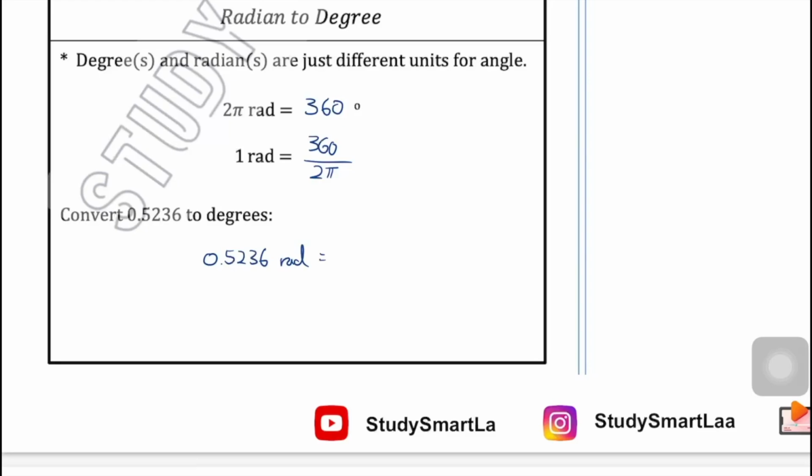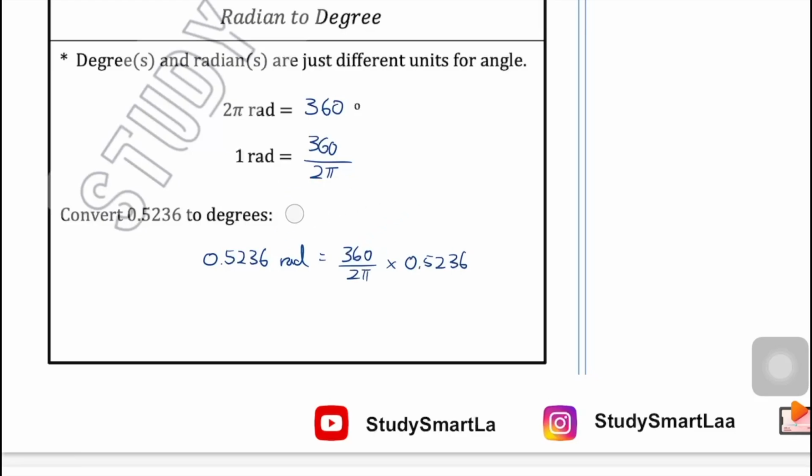So all I have to do is the same process, right? If I got 1 radian, I can find any amount of radian. So to find 0.5236, I'll multiply by 0.5236. And whatever that I multiply to the left, I'll multiply to the right as well, so that both the left side and the right side will be equal. So over here, 360 over 2 pi will multiply with 0.5236.